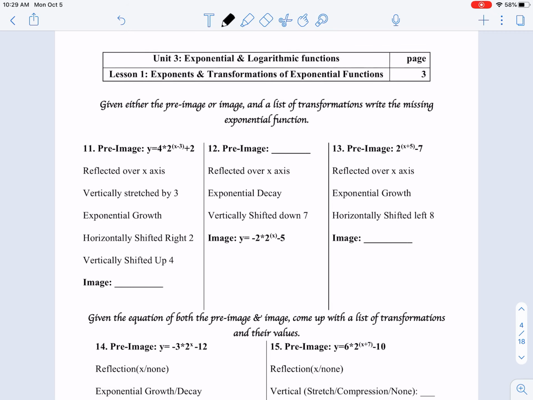In this video, we're going to go over how to write the image given a pre-image and a list of transformations, and how to write the pre-image given the image and a list of transformations. So regardless if they want you to write the image or pre-image, you'll be able to do it no problem.